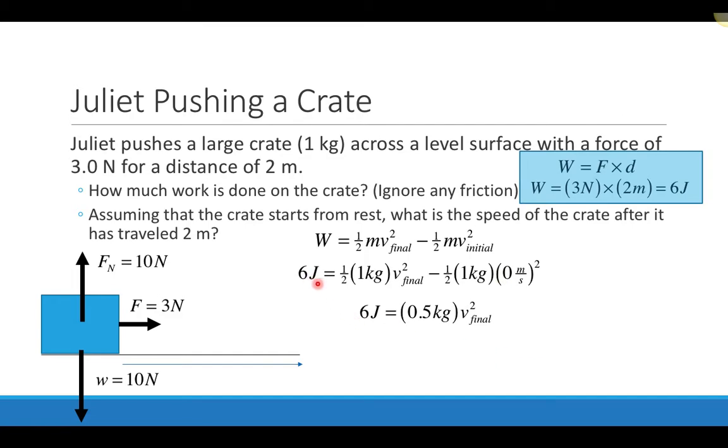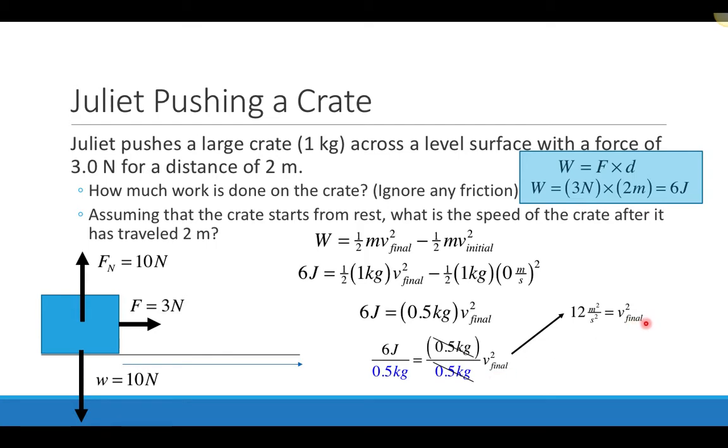So 6 is equal to 1/2 of 1. Well, 1/2 of 1 is 0.5. So I have 6 joules is equal to 0.5 times the speed squared. I can divide both sides by 0.5 to cancel it out on the right, and then I will have isolated my speed squared. So 6 divided by 0.5 is 12 joules over kilograms, which is meters squared over seconds squared, and that's equal to the final speed squared.